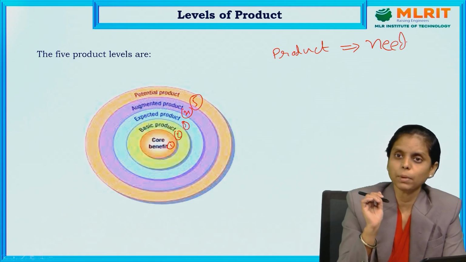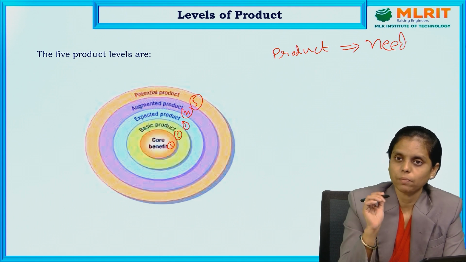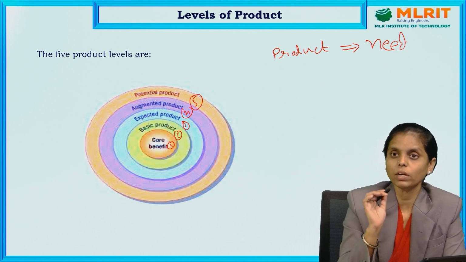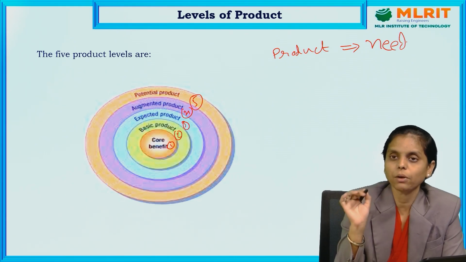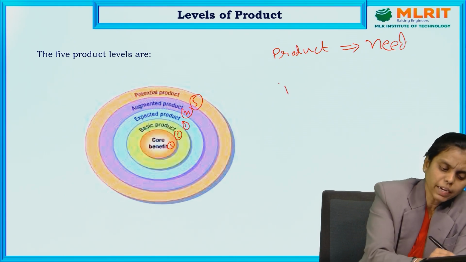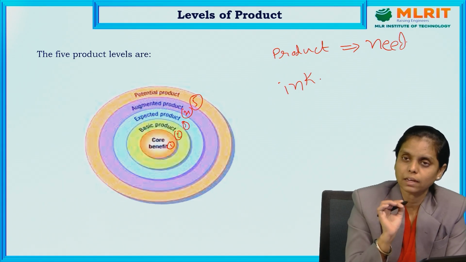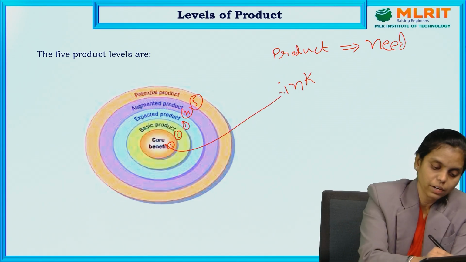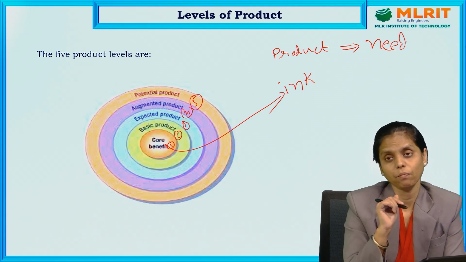For example, let us assume that I want to write on a paper. What is my need? What do I need? Something that I can write on a paper. My need can be fulfilled by using ink. Ink is a core product. But how do I write with the ink?